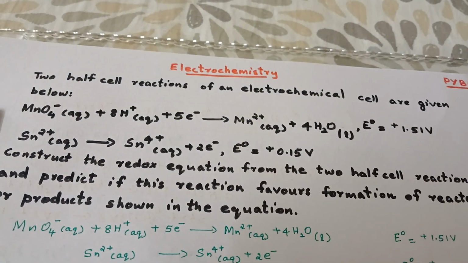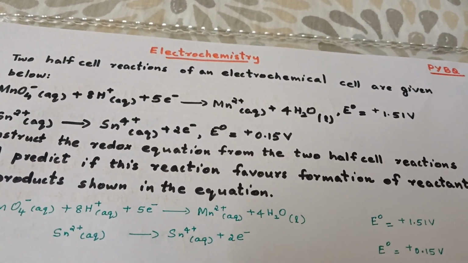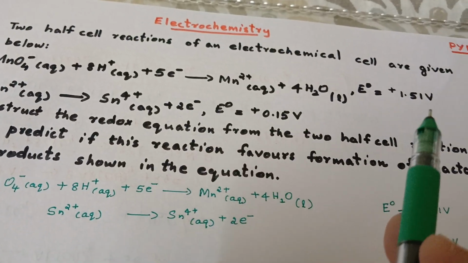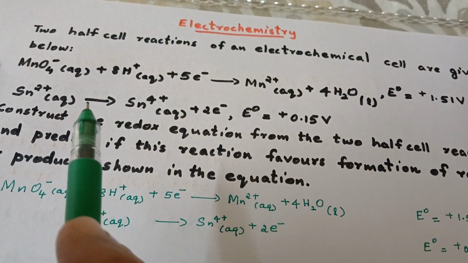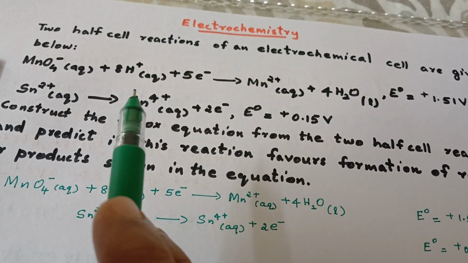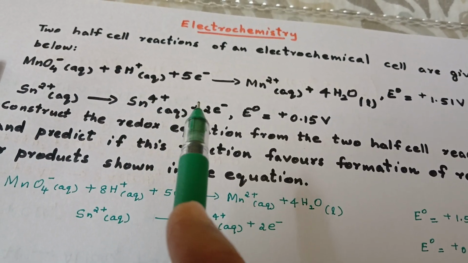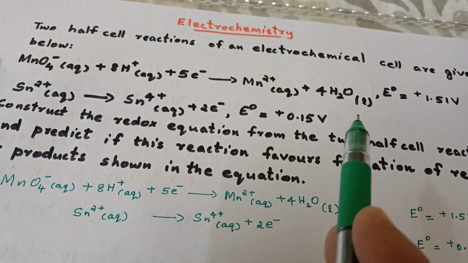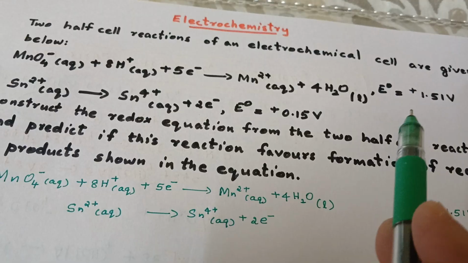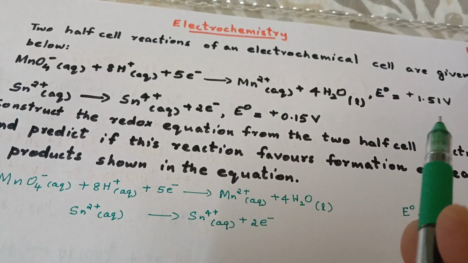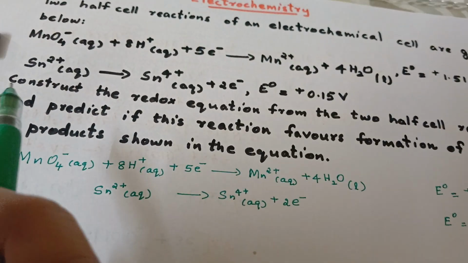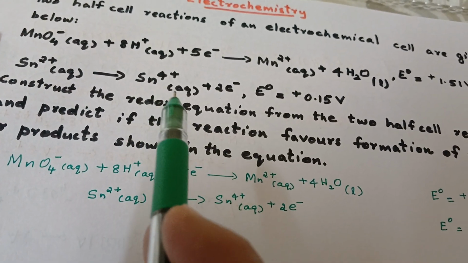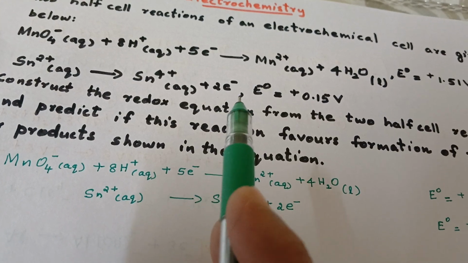This is a previous year board question from the chapter of electrochemistry. Two half-cell reactions of an electrochemical cell are given below. MnO4 minus aqueous plus 8H plus aqueous plus 5 electrons giving Mn2 plus aqueous plus 4H2O liquid. E0 value given as plus 1.51 volts. And the second equation, Sn2 plus aqueous giving Sn4 plus aqueous plus 2e minus.